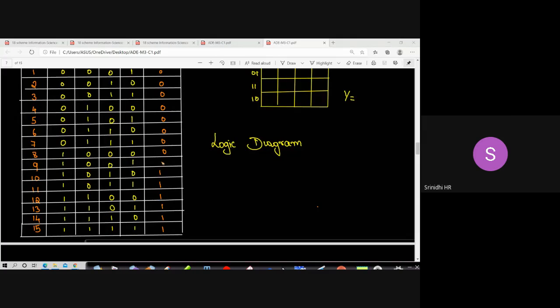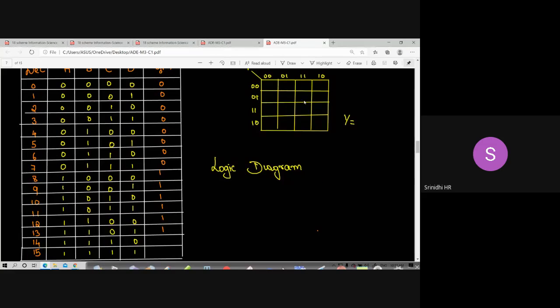Considering this, how can I write my K map? I'll fill in my K map values like this. I'll fill in all the values from 10 to 15 by replacing them with 1. So 0, 1, 2, 3, 4, 5, 6 and 7, then 8, 9, and now I have 10, 11, 12, 13, 14 and 15. What is the answer I can get from this K map?